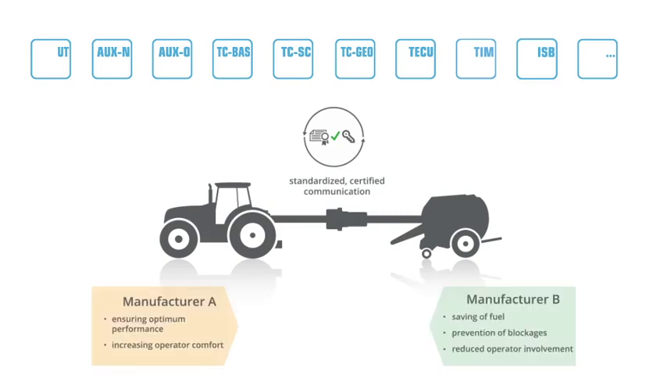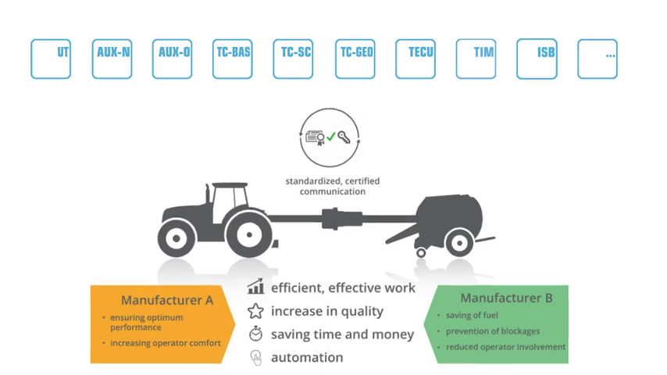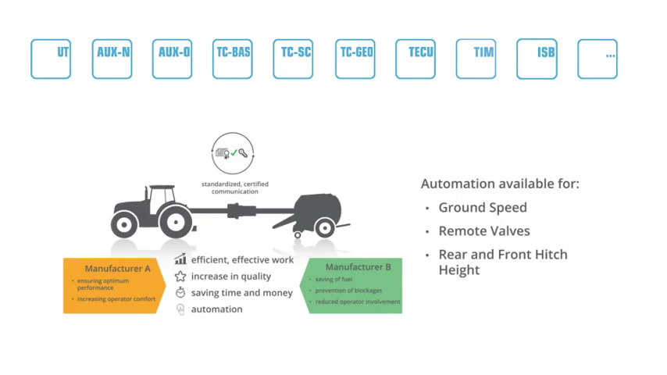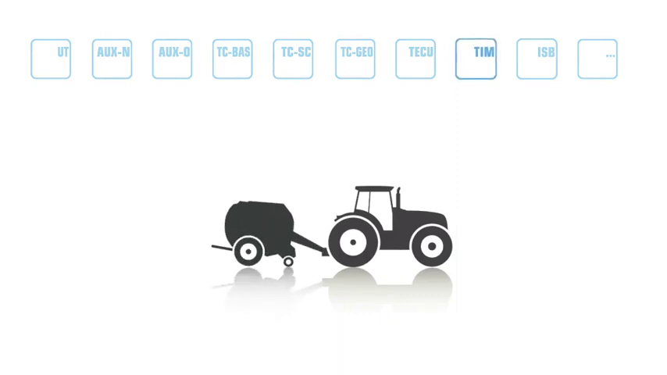The operator benefits from many advantages: efficient, effective work, increasing quality, saving time and money, automation. A variety of functions can be automated: ground speed, remote valves, rear and front hitch height, rear and front PTO. The following example shows how TIM is working with a tractor and a round baler.